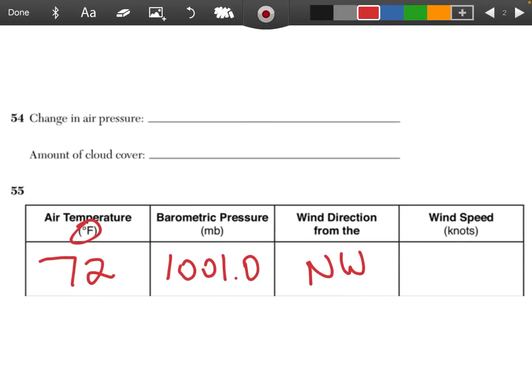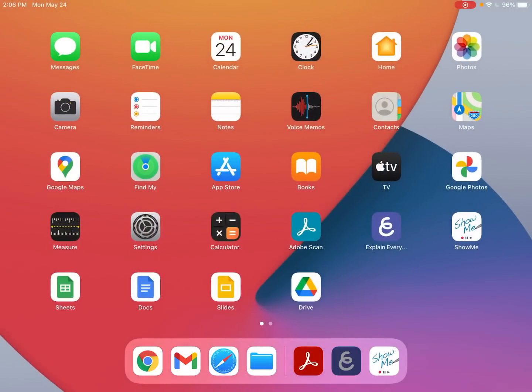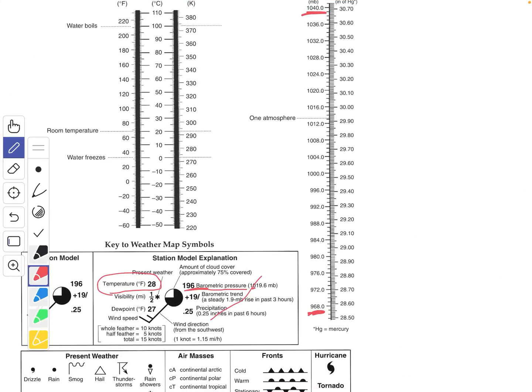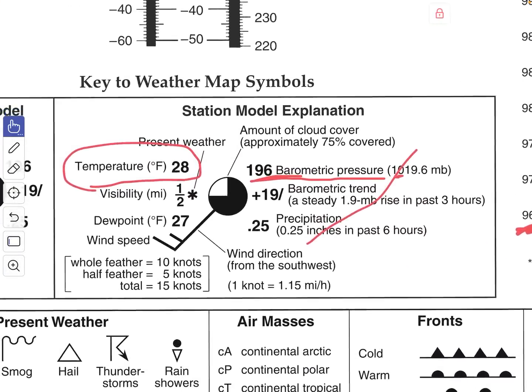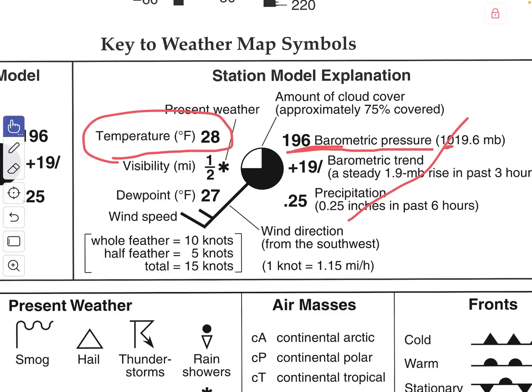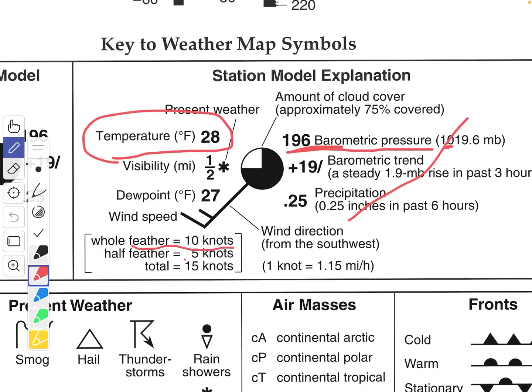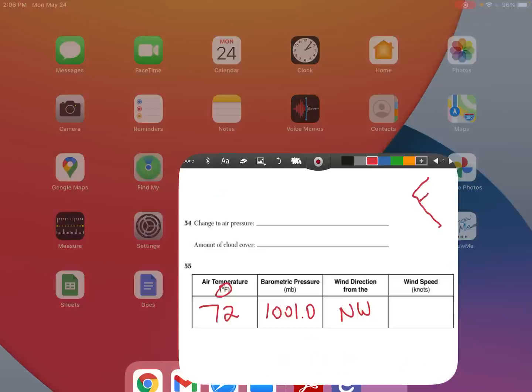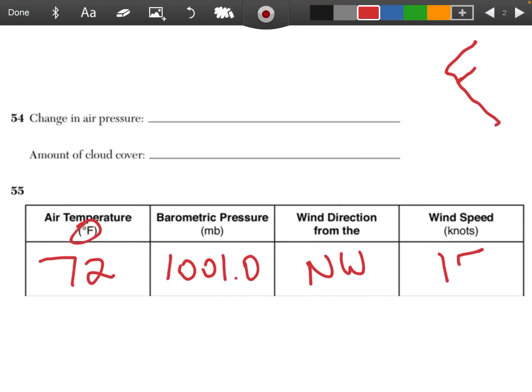Our wind speed are the feathers. There is one long one and one short one. And if you look at your reference table, it tells you that the wind speed is given by the feathers. A whole feather is 10 knots, and a half a feather is 5 knots. So in our case, the total wind speed is 15 knots. So I'm just going to write that on my answer booklet. The wind speed is 15 knots.